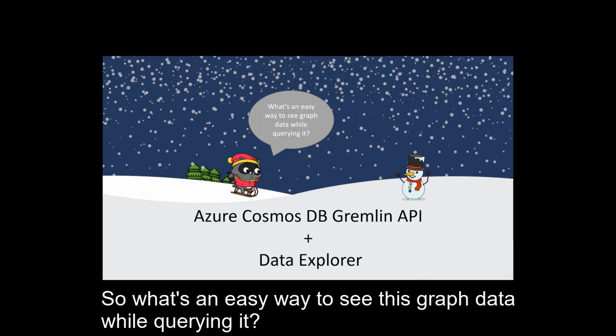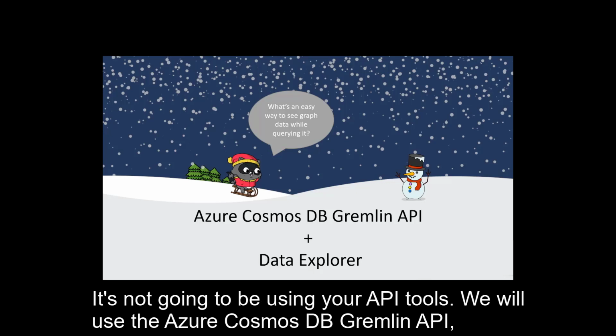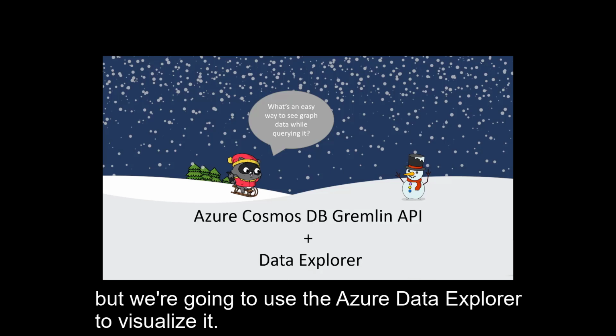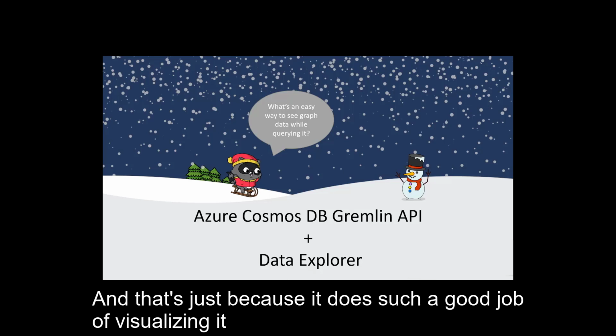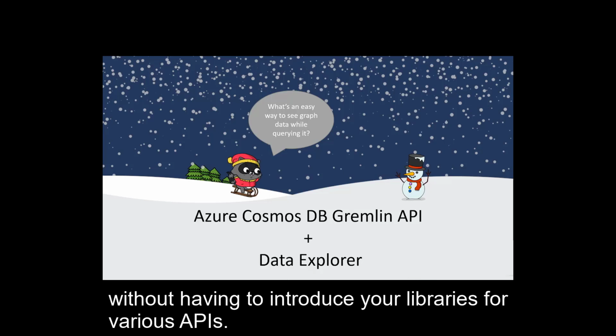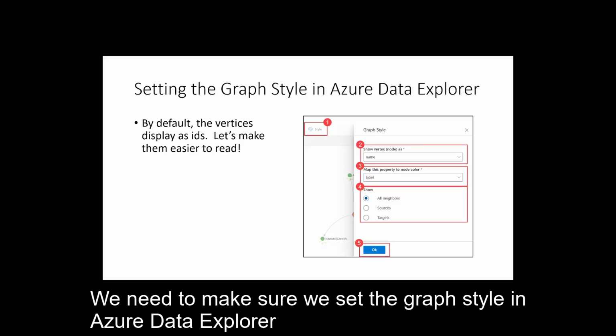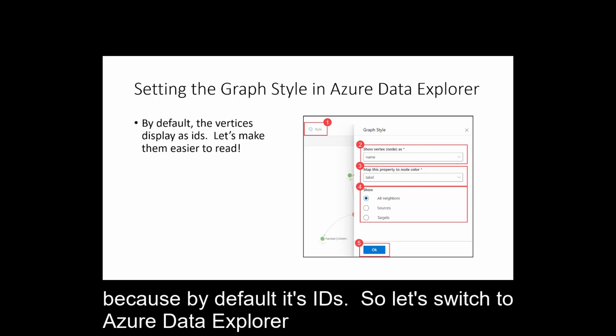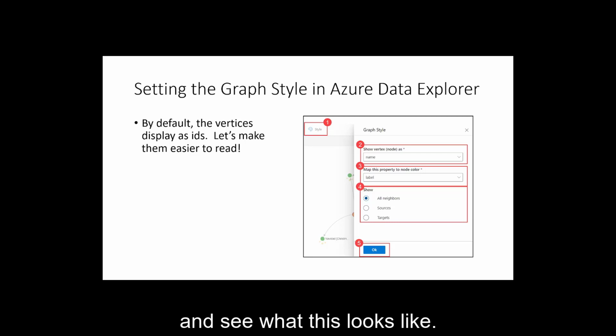So what's an easy way to see this graph data while querying it? It's not going to be using your API tools. We will use the Azure Cosmos DB Gremlin API, but we're going to use the Azure Data Explorer to visualize it. And that's just because it does such a good job of visualizing it without having to introduce your libraries for various APIs. You need to make sure that we set the graph style in Azure Data Explorer, because by default, it's IDs. So let's switch over to Azure Data Explorer and see what this looks like.